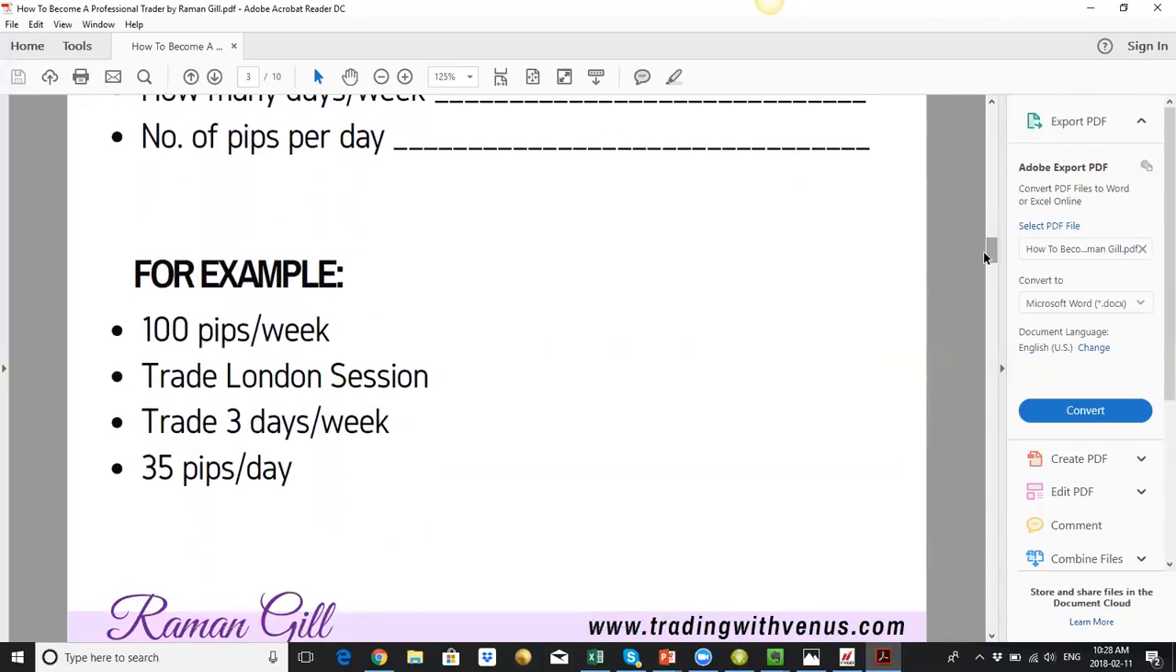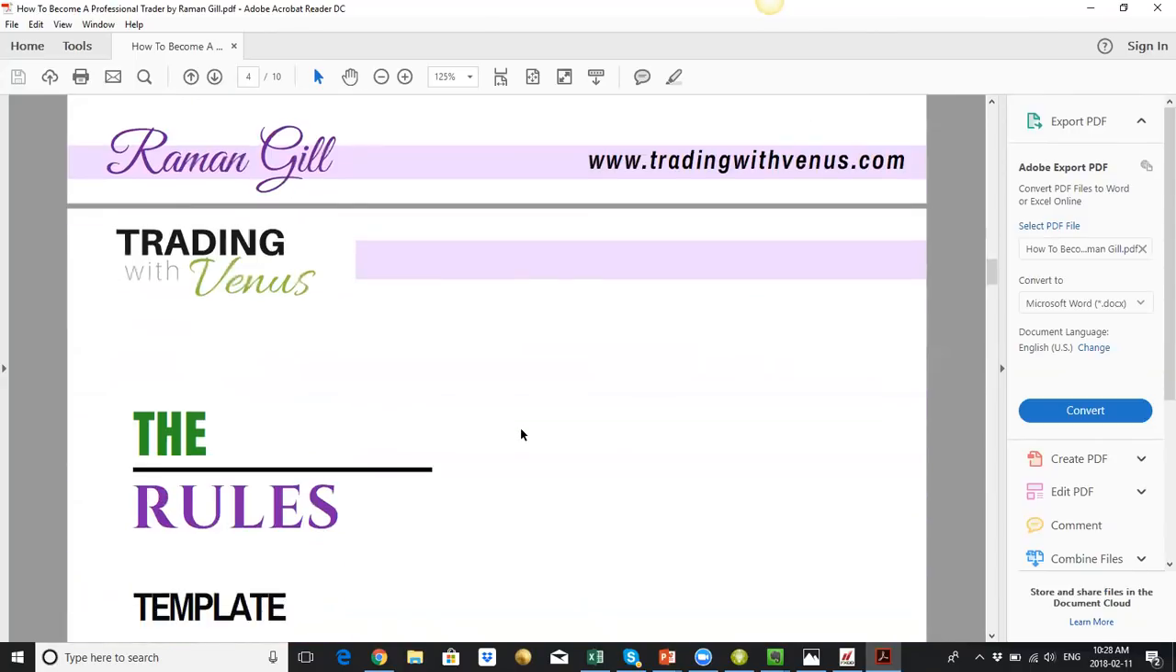So the trading goal was to make 100 pips per week, to trade the London session, and to trade 3 days per week. In terms of the 100 pip per week goal, that was met. I was able to make more than 100 pips for the week, did trade the London session, and did trade it 3 days a week. So full marks there in terms of our review.